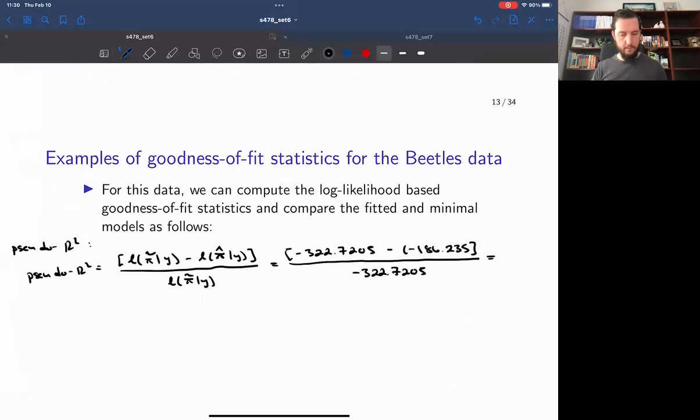Okay, so I'm just going to make sure I have the right number recorded here. Okay, so this is 0.4229. And this is essentially showing us that between the fitted model and the minimal model, the log likelihood value is increased by roughly 42%. So it's 42% higher than it was under the minimal model.